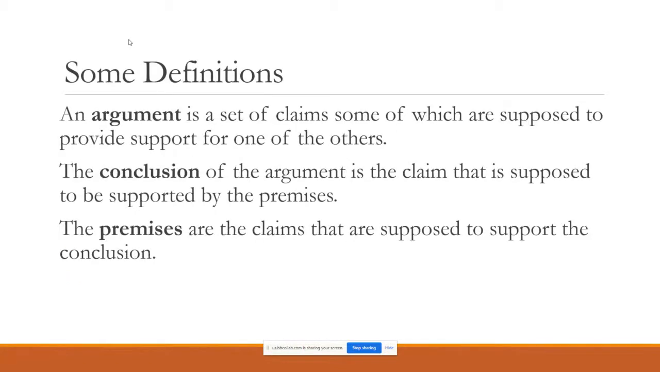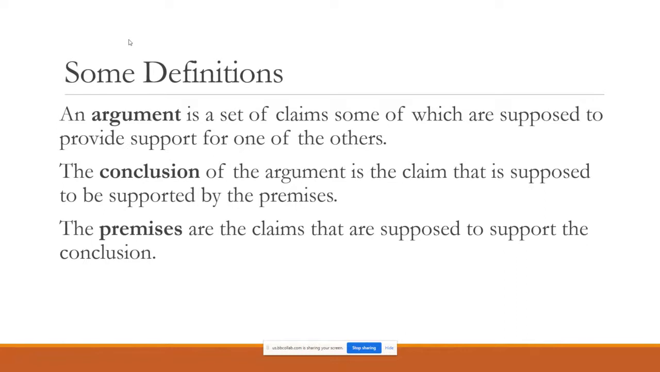Okay, so here's some definitions. An argument is a set of claims, some of which are supposed to provide support for one of the others. So an argument is a conclusion and premises, in other words. A conclusion is the claim that's supposed to be supported, that we're trying to argue for, and the premises are the claims that are supposed to support the conclusion.